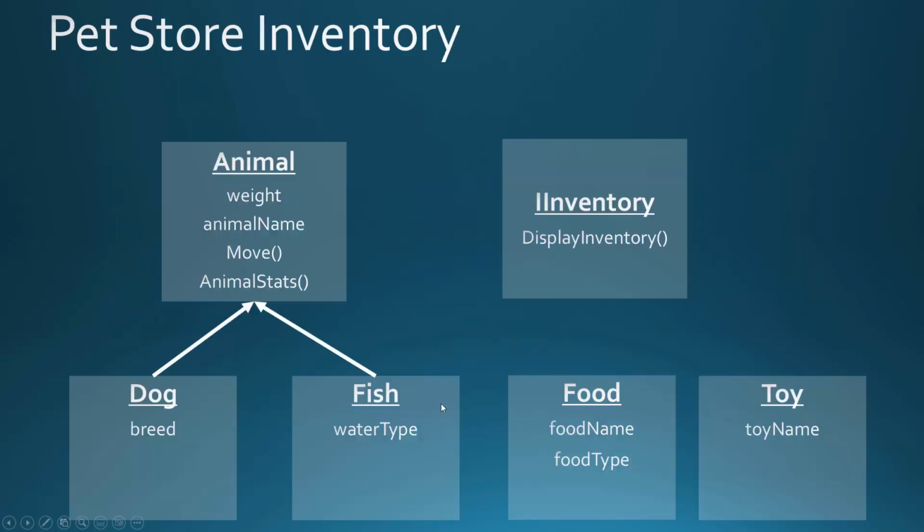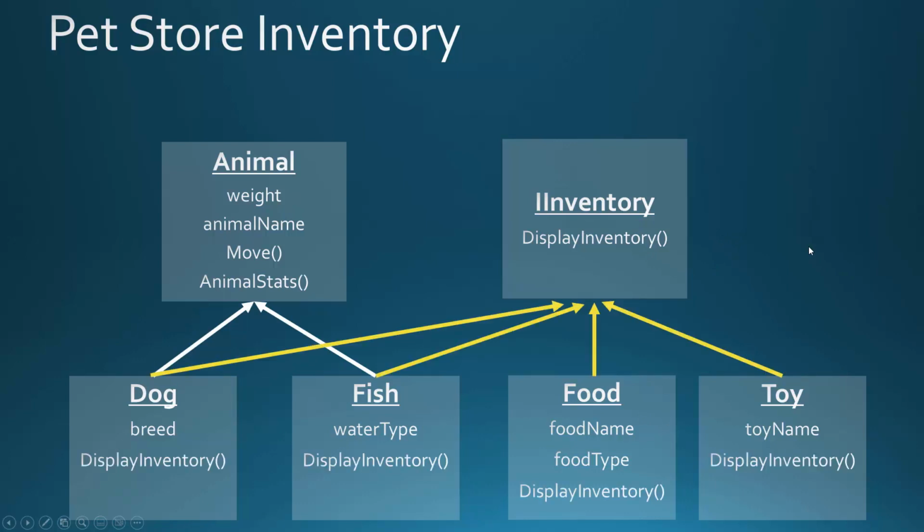So back to our example, if I have animals and they still are, dogs inherit from animal, fish inherits from animal, I can also make an interface, and it's called IInventory. So it's not a typo here. That's why there are two I's. IInventory. And I can have it have a method that would display the inventory. Now, if I have all of these objects implement IInventory, they also need to have that display inventory method inside of them. So when we have an interface, it's guaranteeing that whatever methods we have in there have to be in the objects that are implementing them.